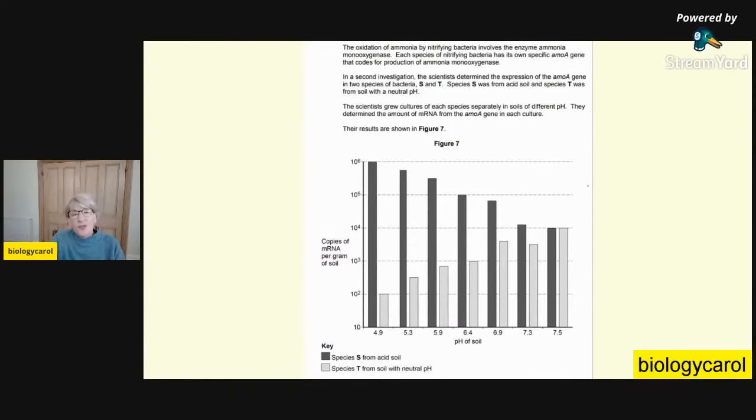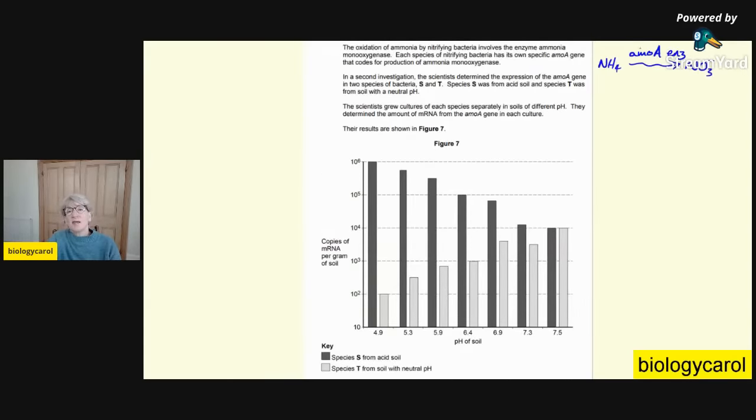Okay, and now we're given another graph where, let me just remind myself what this is about. It involves the enzyme ammonia monooxygenase, which you've never heard of. Don't panic. Keep breathing. Each species of nitrifying bacteria has its specific AMO-A gene that codes for ammonia monooxygenase. In a second investigation, scientists determined the expression of that gene in the two species S and T. S was from acid soil, the 4.9.